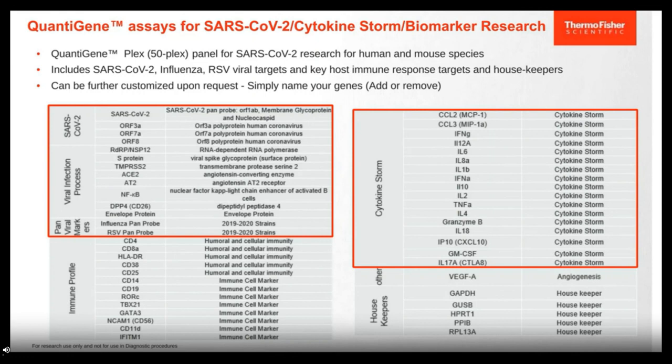The panel also includes 5 carefully selected housekeeper genes that can be used for normalizing relative gene expression signals. If the user wishes to customize this preset panel, this is certainly possible by simply adding new genes of interest to this existing list with the help of our design team.